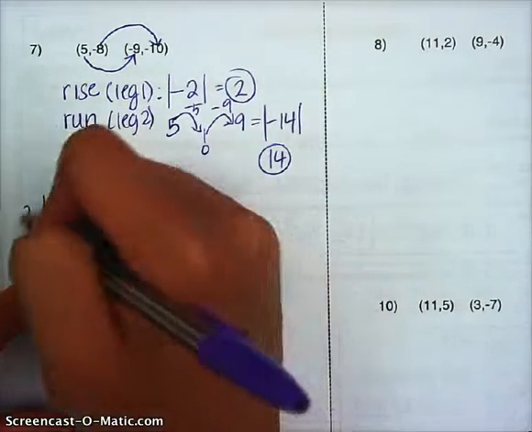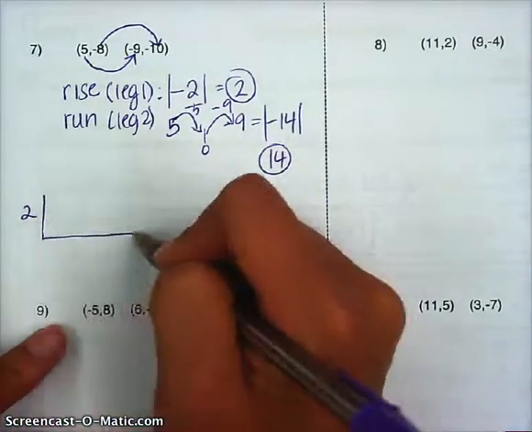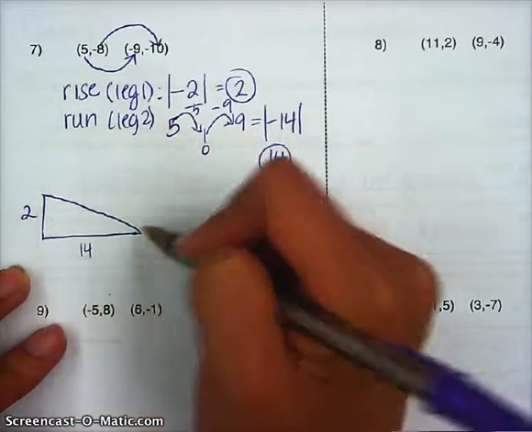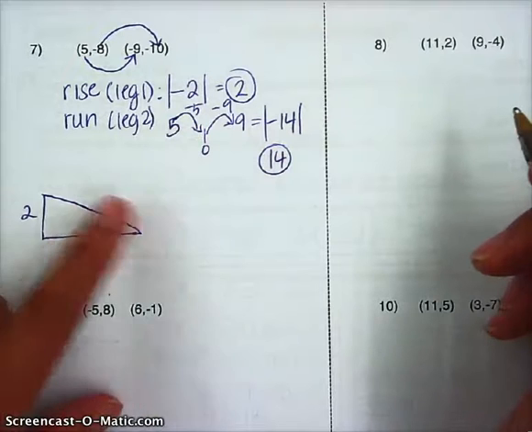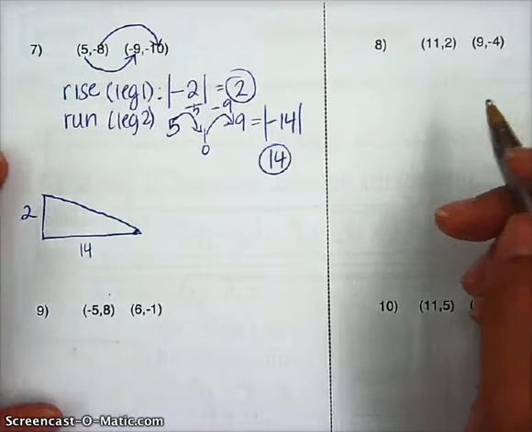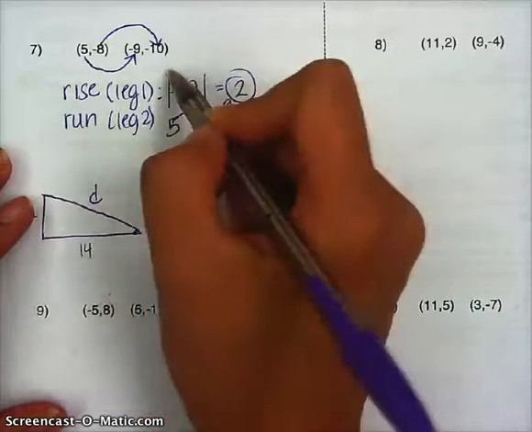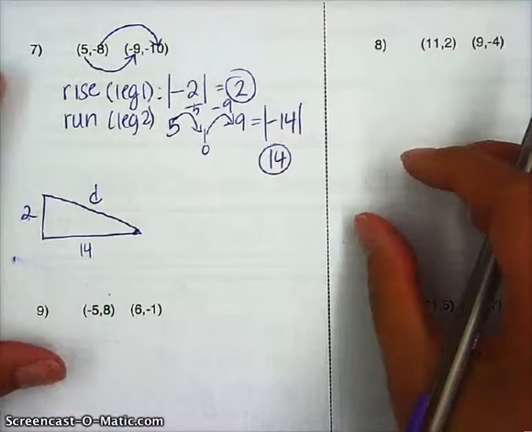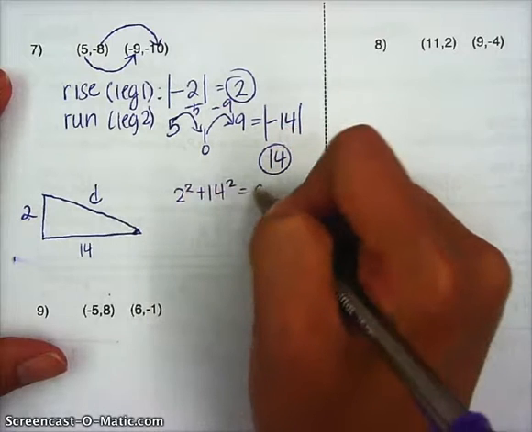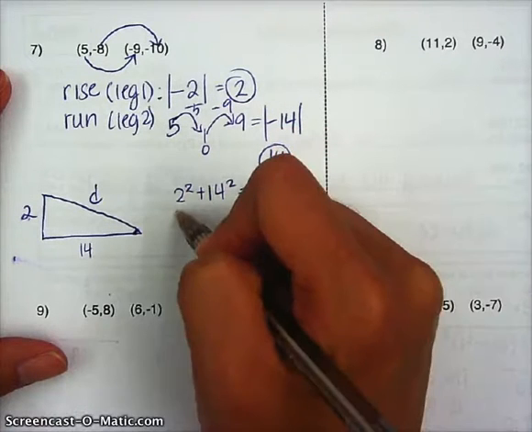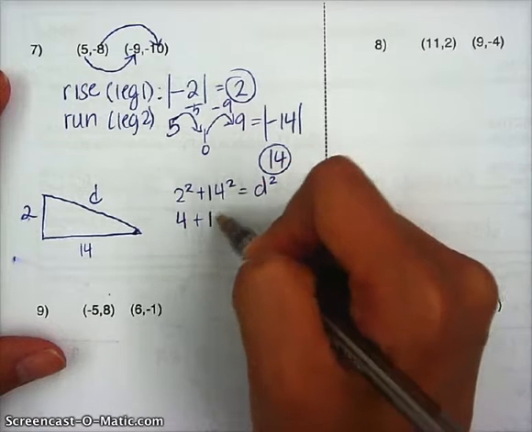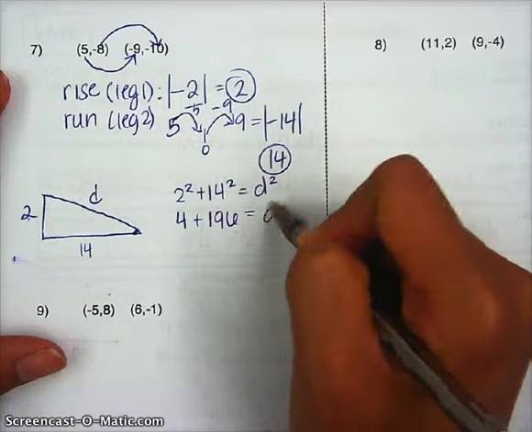The rise is 2, and the run is 14. So this hypotenuse that I'm drawing in right now represents what? It represents the distance between these 2 points. So now I'm going to go ahead and plug this into the Pythagorean Theorem. 2 squared plus 14 squared equals d squared. 2 squared is 4, 14 squared is 196, equals d squared.